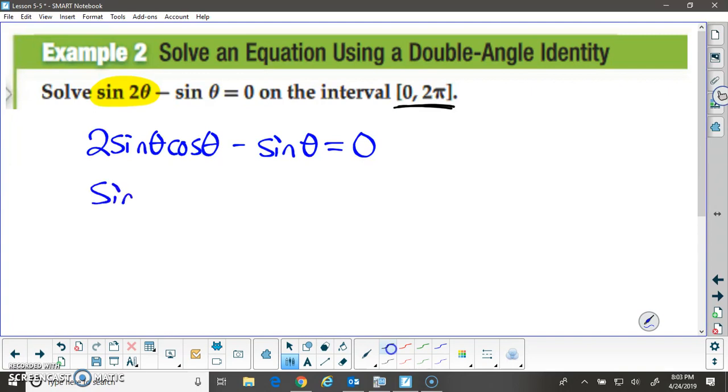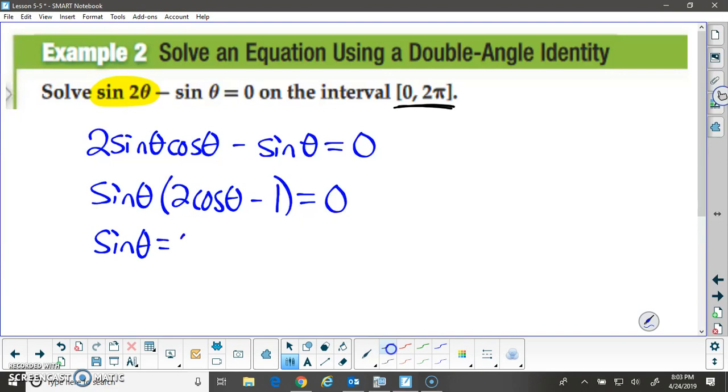We can factor a sine of theta out. If we do that, we're left with 2 cosine of theta minus 1. And now that I've got it factored, I can set each factor equal to 0. That's going to give me cosine of theta equals positive 1/2.